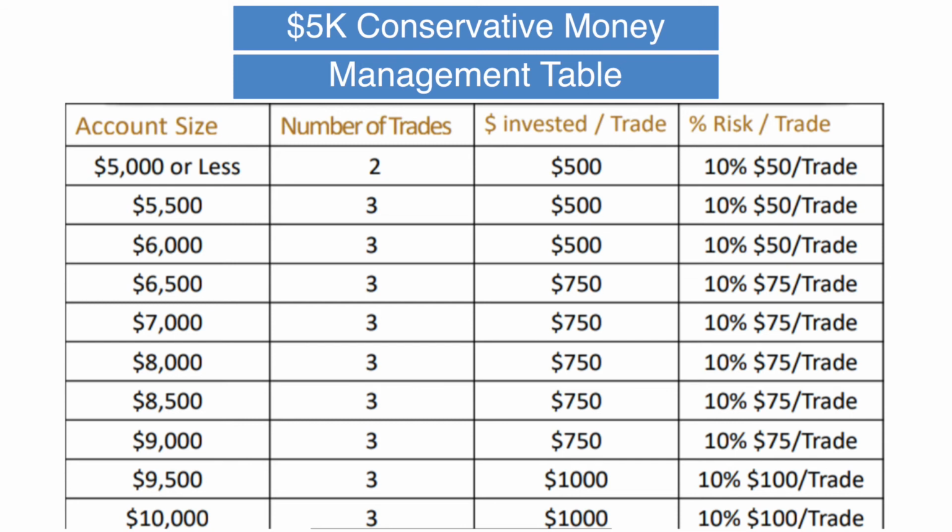Based on the table, if you have a $6,000 account size, you should only have 3 open trade positions at a time, with each individual trade having a maximum of $500 invested per trade and a $50 risk exposure per trade. According to the table, you should only have a $1,500 total invested with a $150 risk exposure until your account grows to $6,500. If your account falls in value, you should always use the table to adjust your trade sizes and amount invested to put you back on track.